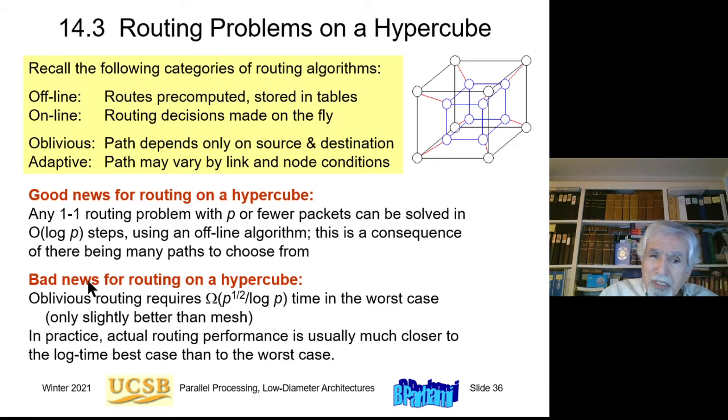Now, even though this is bad news for the worst case situation, in practice, actual routing performance is usually much closer to the log time best case up here than to the worst case. So on average, the behavior is not really close to this worst case, but closer to the best case.